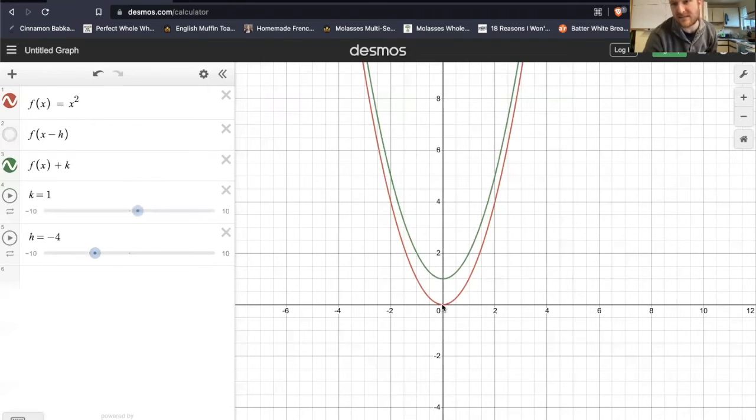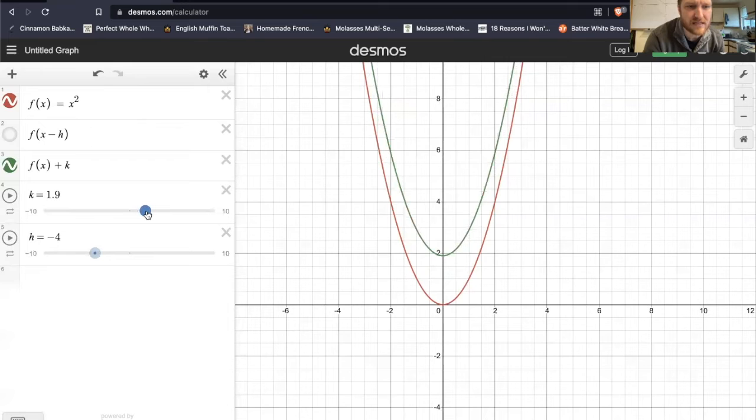What this is doing is taking all of the output values and adding 1 to them. And so when we were at 0, 0, now that output value gets 1 added to it, and we are now shifted up to 1. Now I'm going to slide this up one more. So now f of x plus k is f of x plus 2. And we can see that the vertex ended up at the point 0, 2. And again, all of the original values of f have been shifted up by 2.